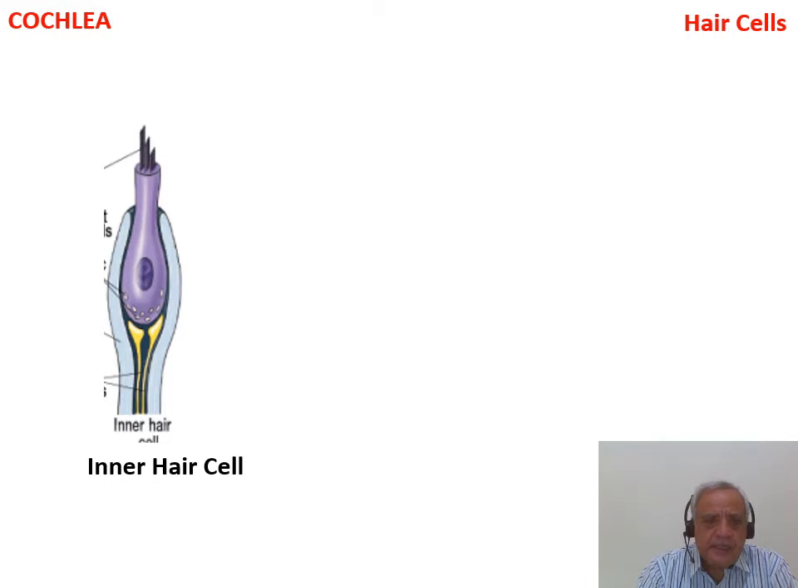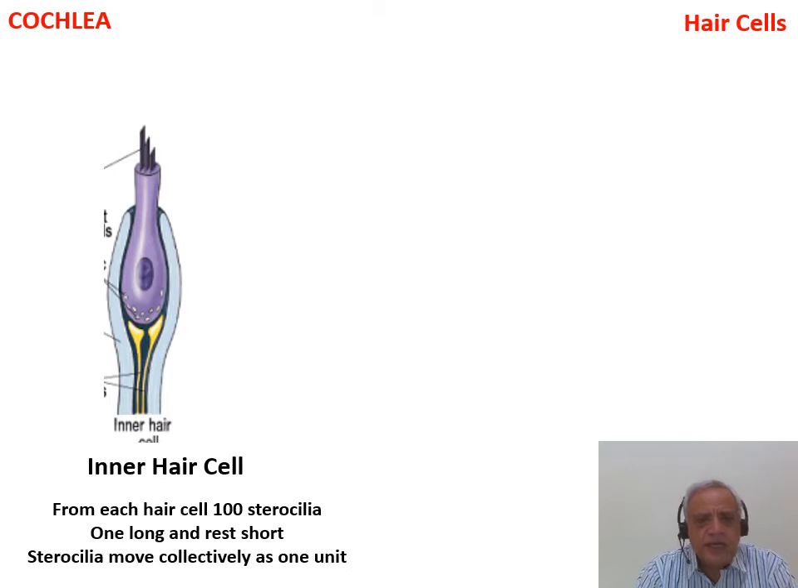This is an inner hair cell with the stereocilia in its upper part. Each hair cell has about 100 stereocilia, and you can observe that there is usually one long cilium and the others are short. These stereocilia usually move as one unit collectively, either towards the long cilium or away from the long cilium.